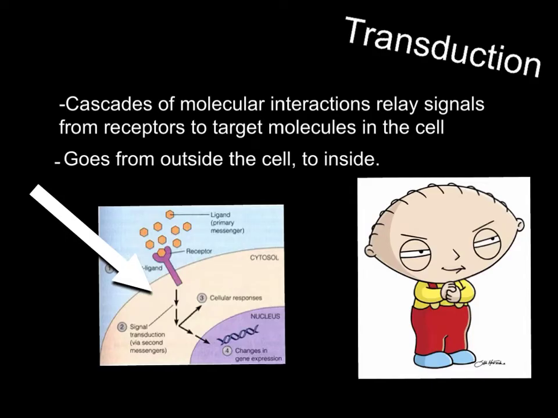Transduction. Transduction cascades of molecular interactions relay signals from receptors to target molecules in a cell. So, the hormones go from outside the cell to inside the cell through transduction. And for transduction in the theme, after Stewie has been yelled at by Brian, he processes it and thinks about what his next action will be.